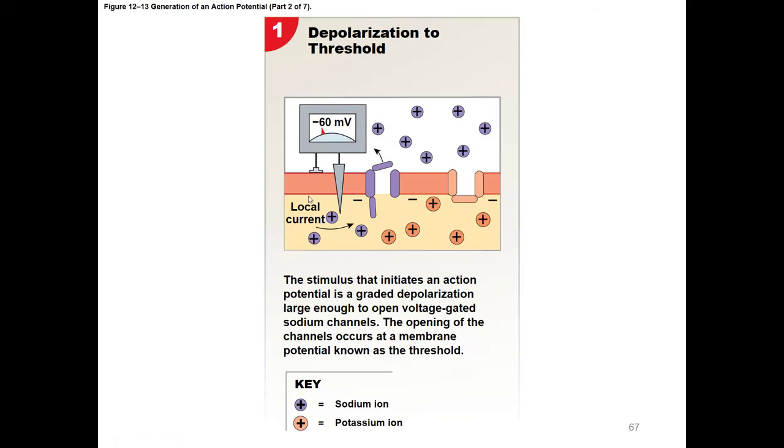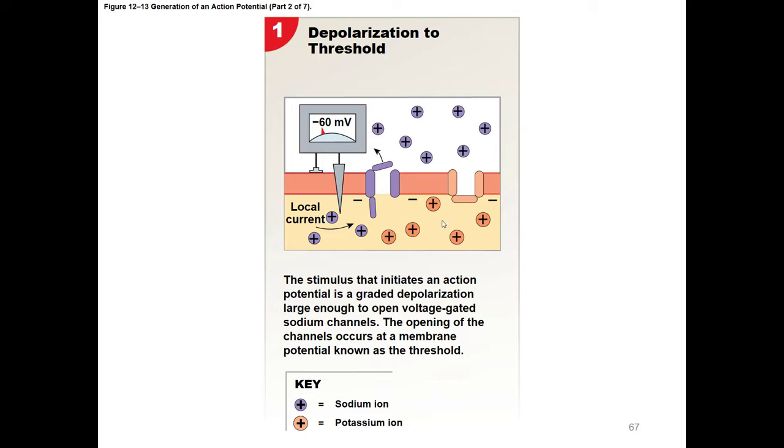So in this picture, we have our membrane, which is red in this image. This represents the outside of the cell. This is the inside of the cell. You can see our probe here. And then in purple, we have our sodium channel. And in peach, we have our potassium channel. So the purple guys out here, this is sodium. And the peach ones are potassium.